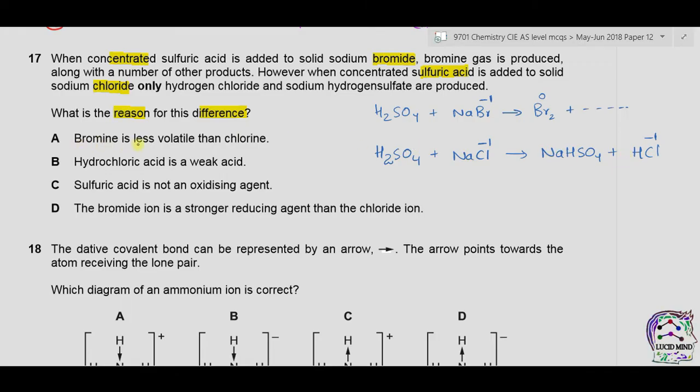In A we have bromine is less volatile than chlorine. Now this statement is true, but it has nothing to do with this chemical reaction, as in this reaction oxidation and reduction is involved. B. Hydrochloric acid is a weak acid. This is a wrong statement and it has nothing to do with this chemical reaction. C. Sulfuric acid is not an oxidizing agent. This is also incorrect because we can see that sulfuric acid is making bromide go into bromine. So oxidation of bromide takes place. So therefore sulfuric acid is acting as an oxidizing agent.